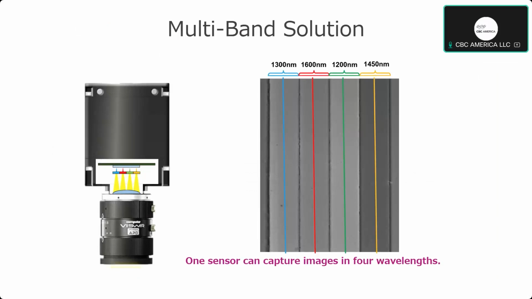By determining which line to use for each of these bands and combining them with a one-way moving device like a conveyor belt, you've now just created a multispectral imaging line scan camera.